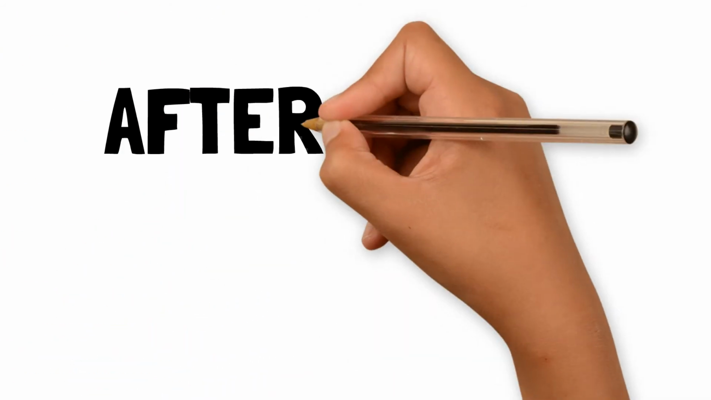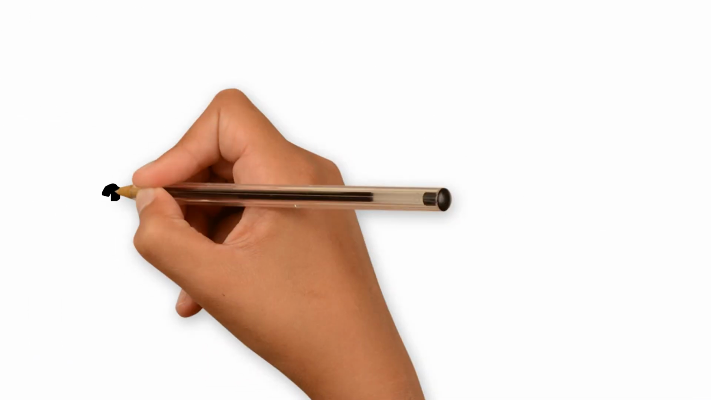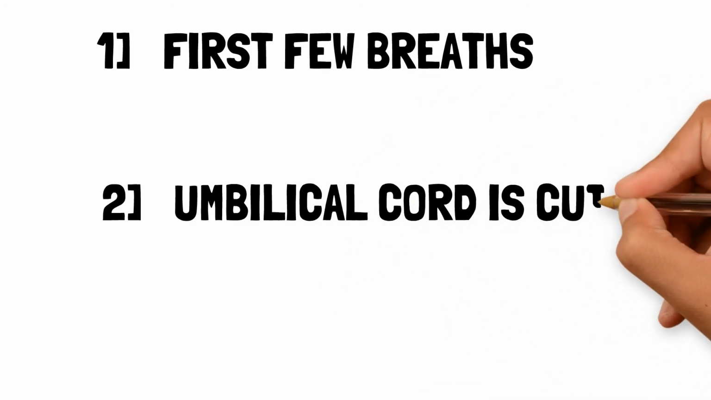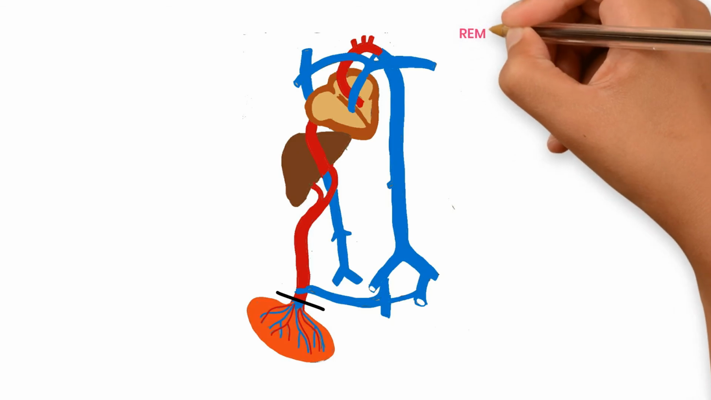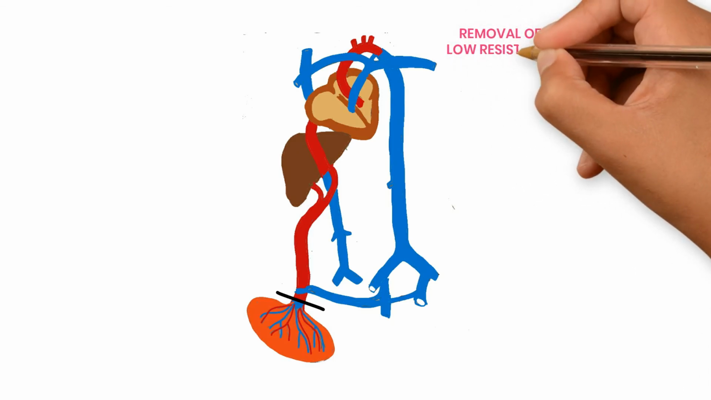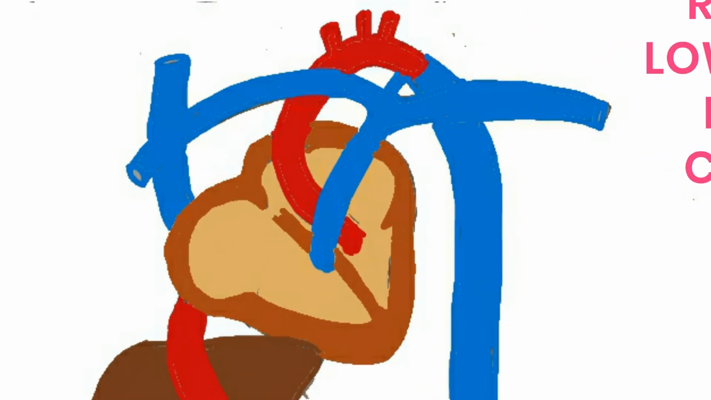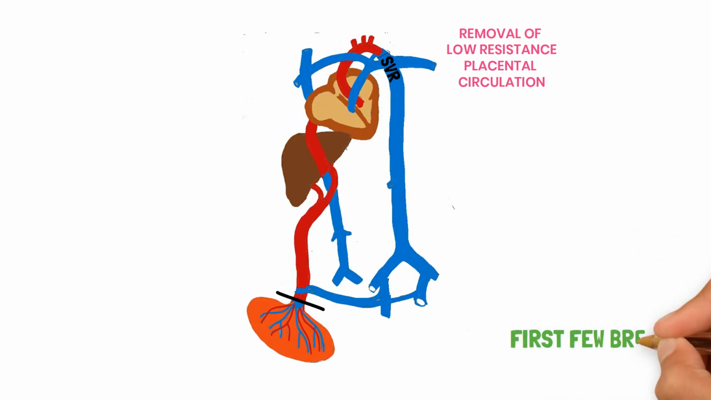So, what happens after birth? Baby takes first few breaths and umbilical cord is cut. These two events are important. So, in the fetus, placenta offers only low resistance to circulation. So, when the umbilical cord is cut, this low resistance placental circulation is removed. This results in increased systemic vascular resistance. And baby takes first few breaths.